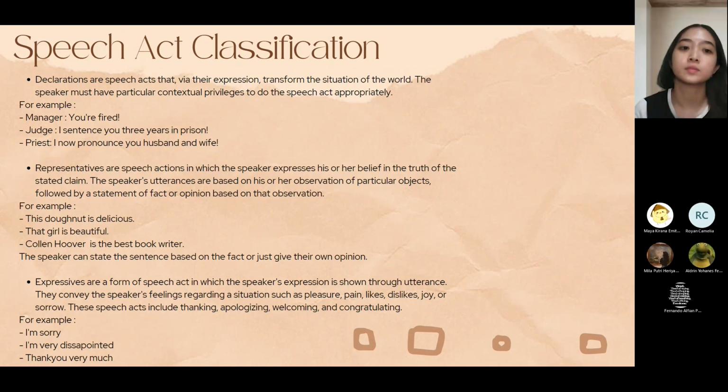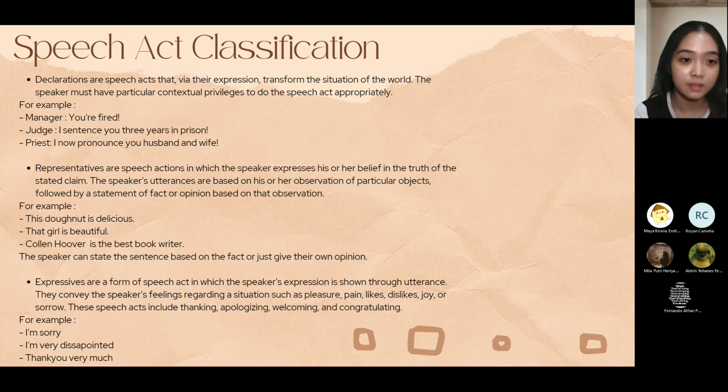Okay, so I'm going to be talking about the speech act classifications. So the first one is declarations. Declarations are speech acts that via their expression can transform the situation of the world. So the speaker usually must have particular contextual privileges to do the speech act appropriately. For example, a manager can say, "You're fired," and a judge can say, "I sentence you to 3 years in prison." And last, a priest might say something like, "I now pronounce you husband and wife."